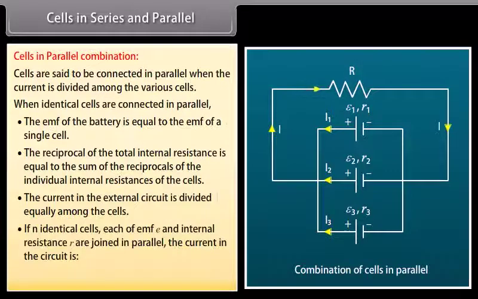If n identical cells, each of EMF E and internal resistance R, are joined in parallel, the current in the circuit is equal to nE divided by (R + nr).